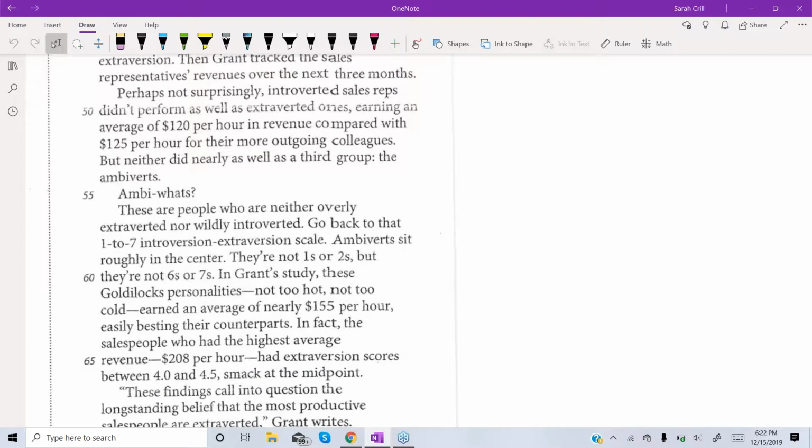Perhaps not surprisingly, introverted sales reps didn't perform as well as extroverted ones, earning an average of $120 per hour in revenue compared with $125 per hour for their more outgoing colleagues. But neither did nearly as well as a third group, the ambiverts. Ambi what? So I would write ambiverts, better salespeople.